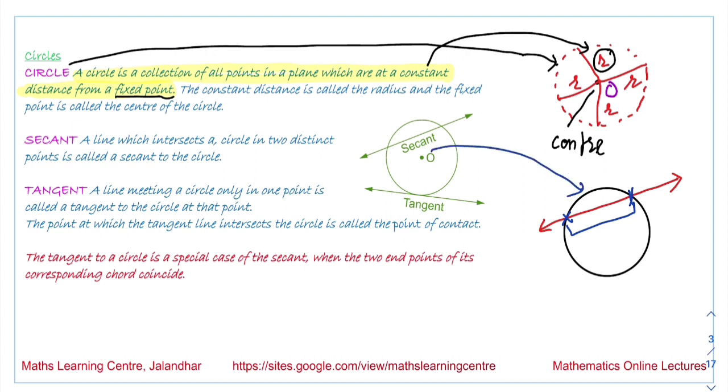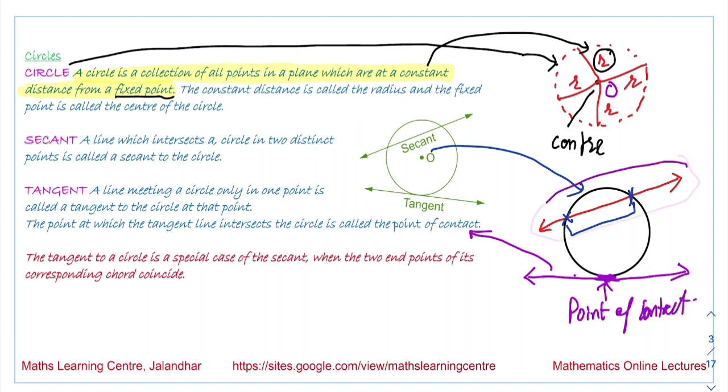Next we have the definition of a tangent. A tangent is a line which meets the circle at only one point. Suppose I am talking about this line, which meets this circle at only one point, then this line is the tangent line, and the point where the line and the circle intersect is called the point of contact. So a secant line intersects at 2 points, while a tangent just touches the circle, or intersects at 1 point.